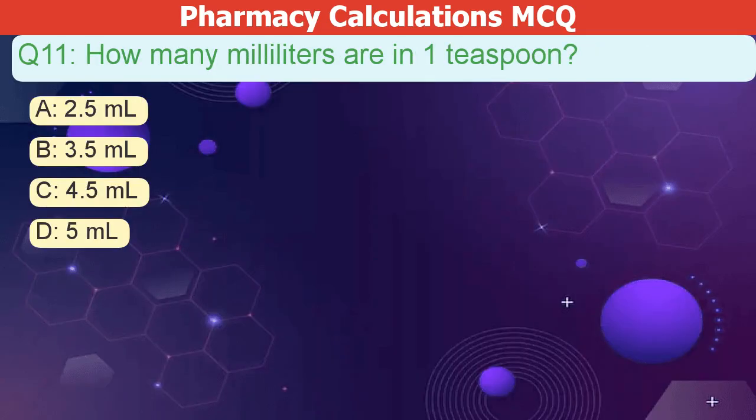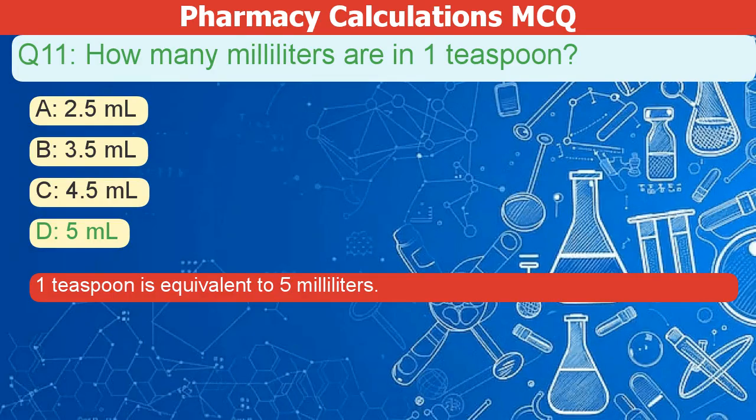How many milliliters are in 1 teaspoon? A. 2.5 milliliters. B. 3.5 milliliters. C. 4.5 milliliters. D. 5 milliliters. The correct answer is D. 1 teaspoon is equivalent to 5 milliliters.